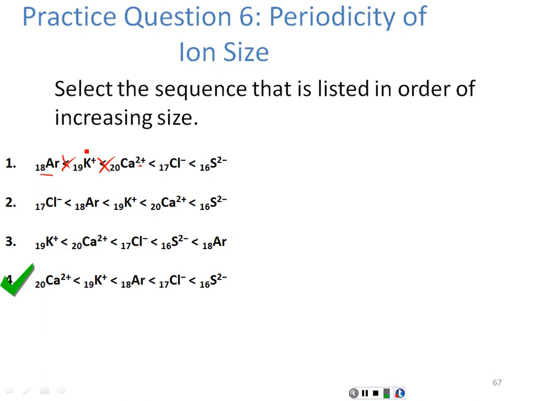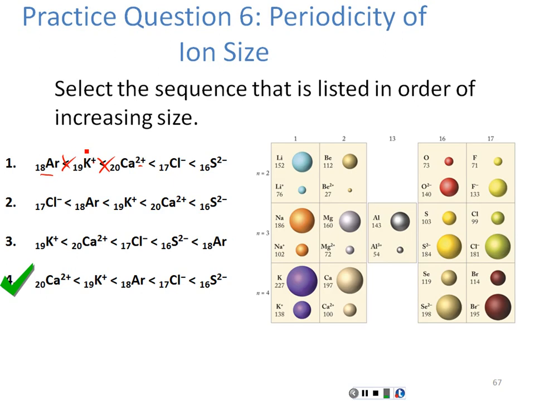Cations are always going to be smaller, and a cation that has a positive 2 charge is always going to be smaller than an ion that has a positive 1 charge if it's in the same row, and that's shown here. Calcium 2+ is smaller than potassium 1+.